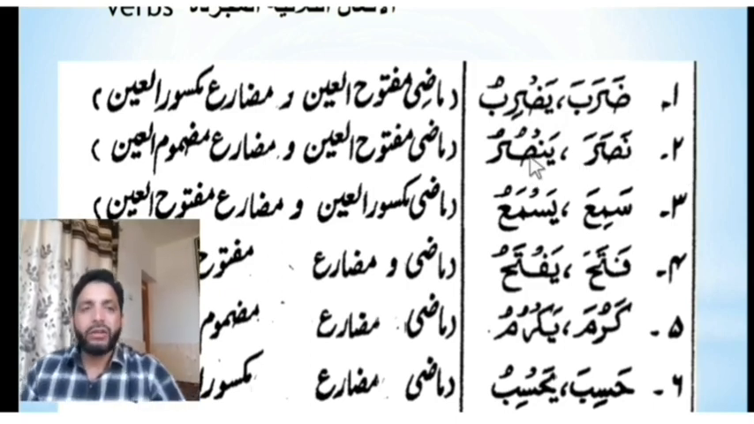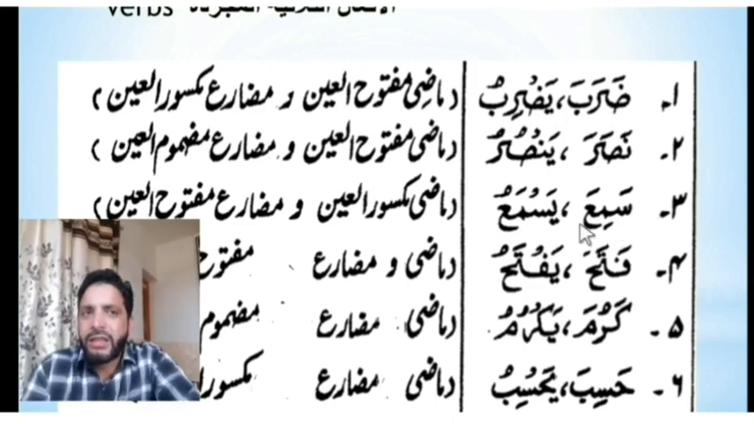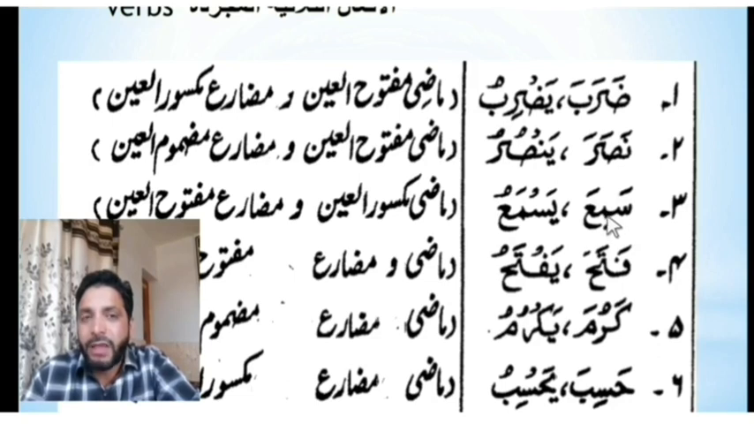Now the third bab is sami'a yasma'u. In sami'a yasma'u, mazi is maksur al-ain. You see here, fa'ila: mim is in place of ain and it is maksur. Sami'a is mazi and it's maksur ain.